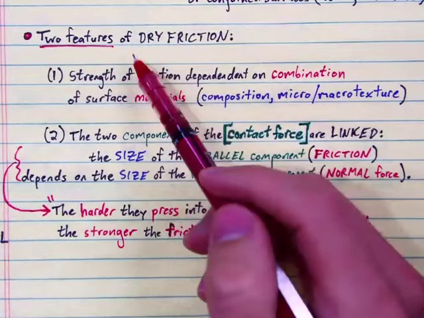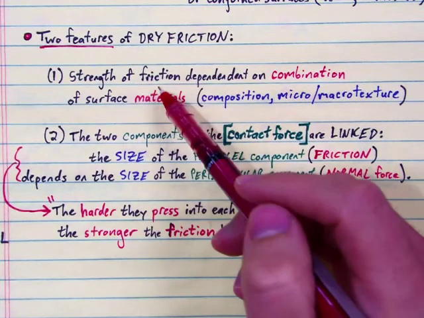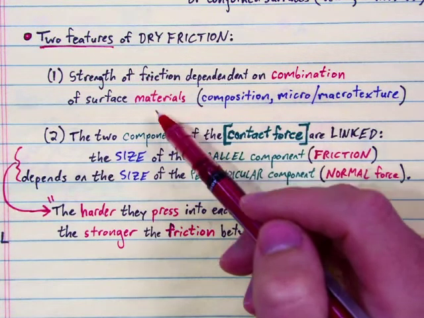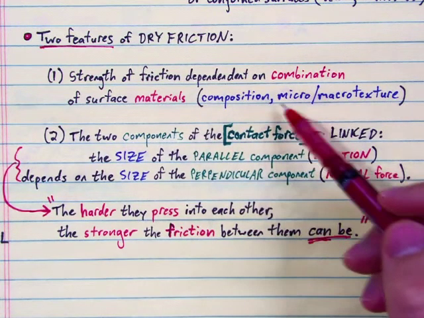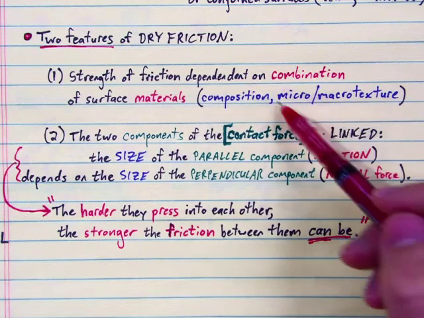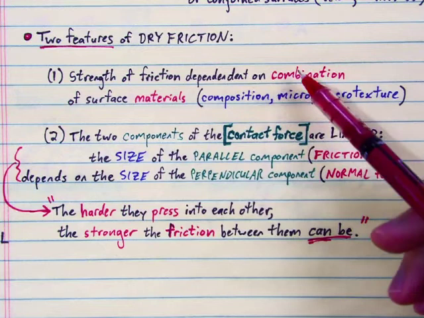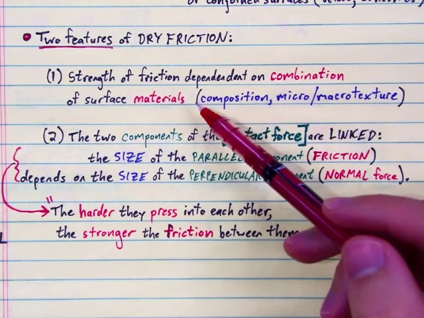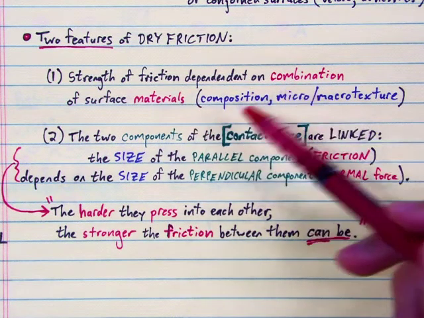First key feature of the Coulomb model for dry friction. The strength of the friction depends on the combination of surface materials. That is, what they're made of and what their textures are like on the macro scale and their microscopic texture as well. The combination of materials matters. So wood on stone will behave differently friction-wise than wood on steel.